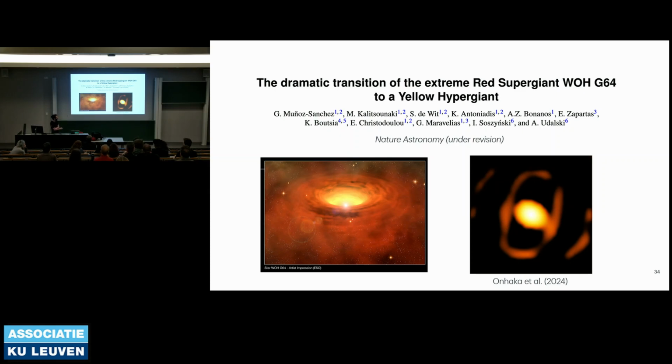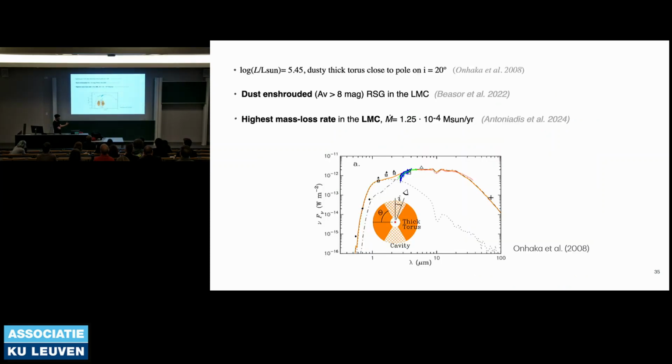You can also see a ring outside, at high radii actually, of this star. And the Onaka et al. work that came out last year was the first that observed the transition of this star from red to yellow, but using only photometry. So we did a more thorough analysis, getting spectra too.